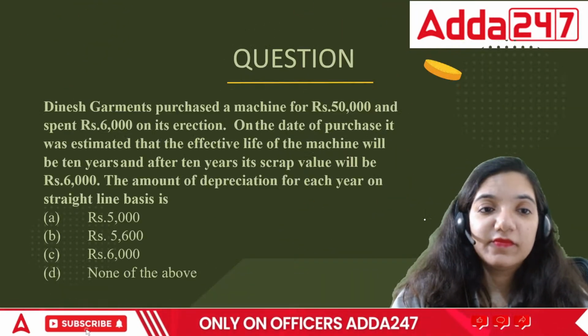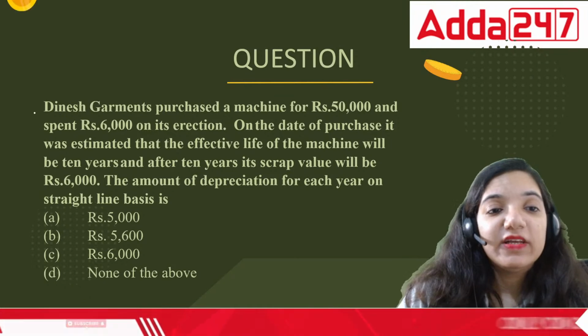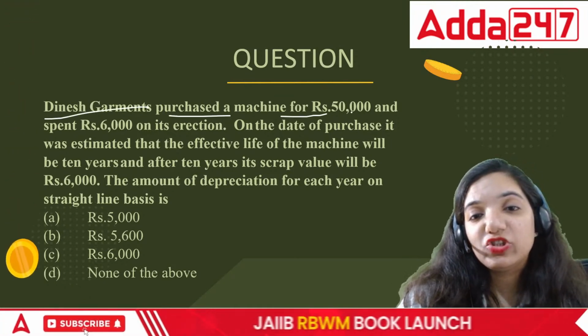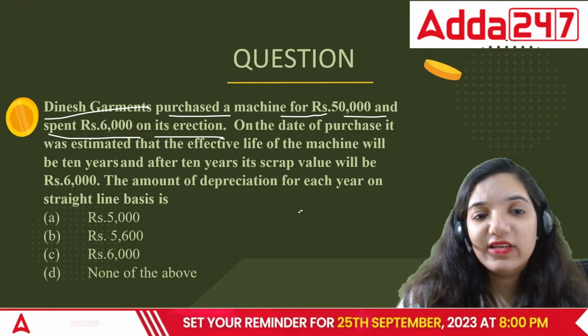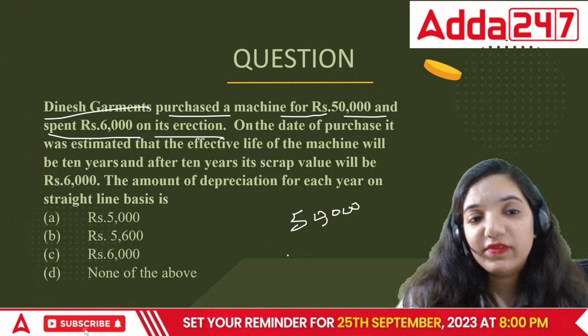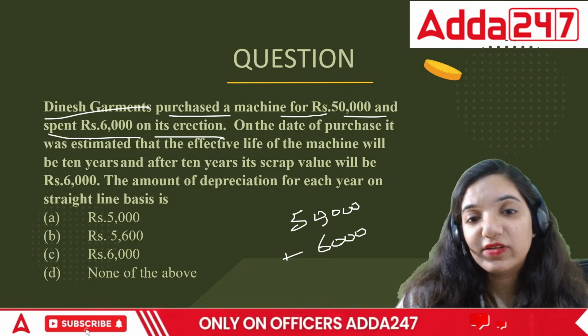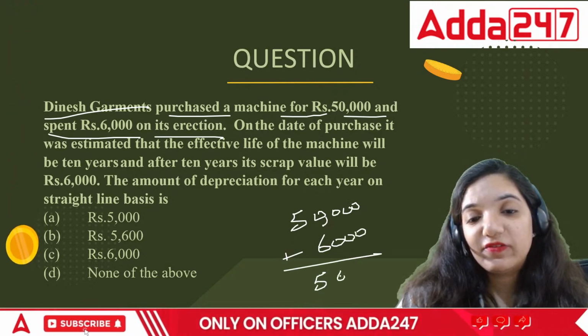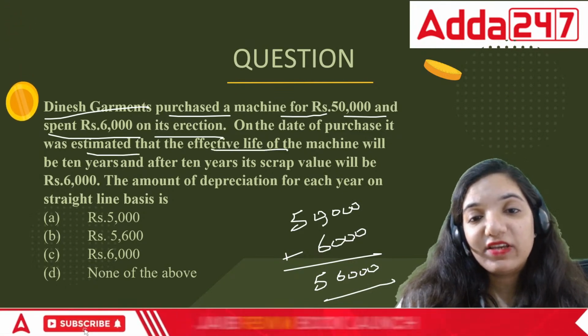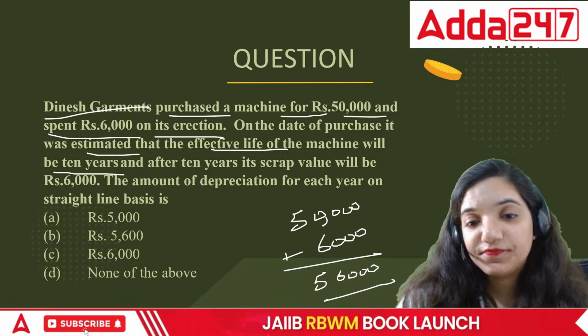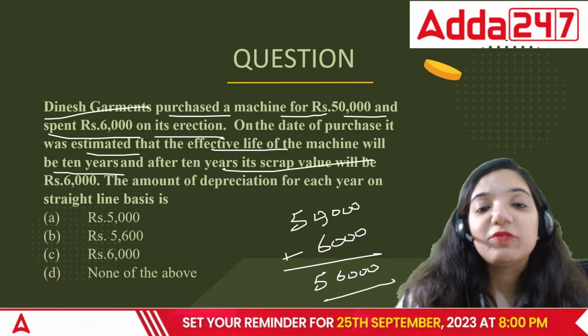Okay? Next point, everyone. Dinesh Garments purchased a machine for 50,000 and spent 6,000 on its erection. Basically, he had 50,000, then he spent 6,000 more. Now the value of this asset is 56,000. On the date of purchase, it was estimated the effective life will be 10 years, and after this, it will become scrap.